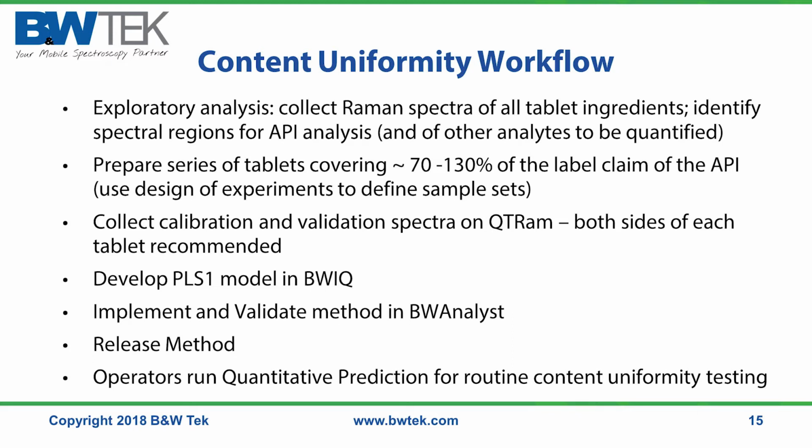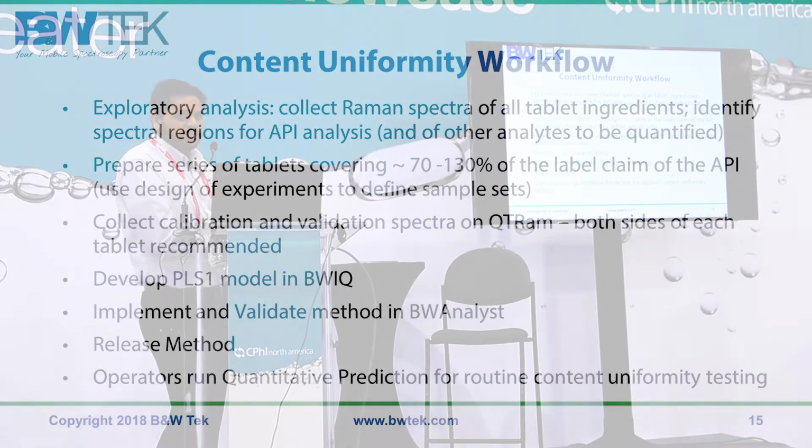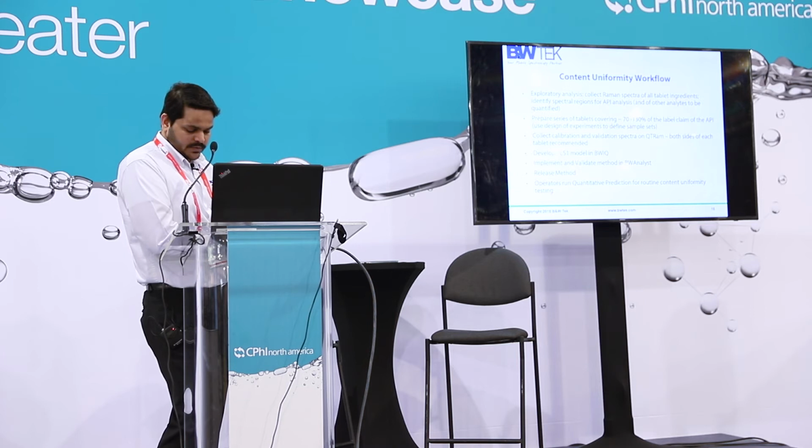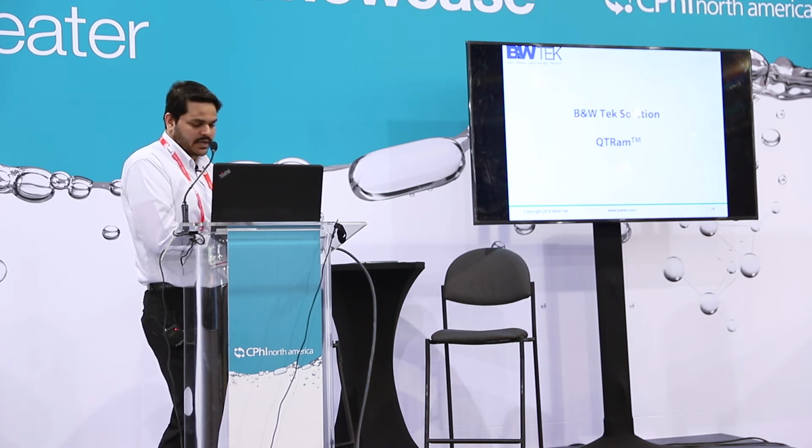Basically, the model that's used all the time is PLS1, partial least squares, and then you release this method to be used in your daily operation. So that's a basic workflow around the content uniformity application.